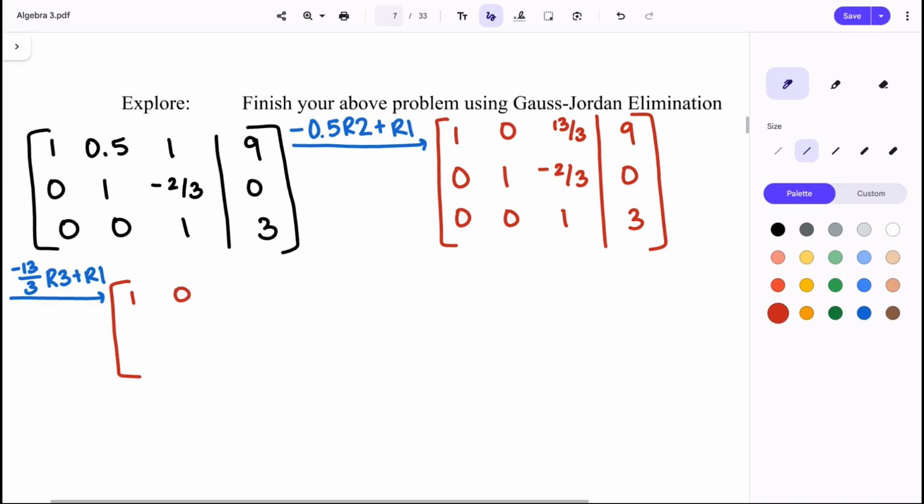Here's where the math comes in. So negative 13/3 times 1 plus the 13/3 zeros it out. You're probably going to want to think about this next one. Negative 13/3 times 3 would be what? Negative 13, and then you add it to 9. What's negative 13 plus 9? Negative 4? Is that what you said? Yeah. 0, 1, negative 2/3.